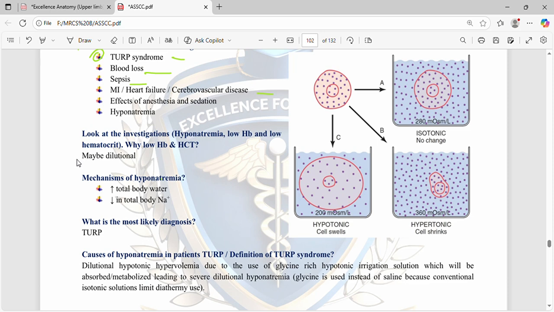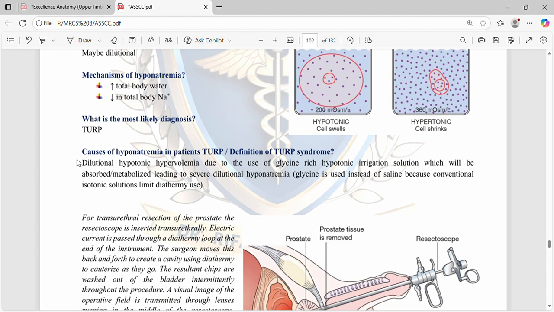So continuing the TURP syndrome, we defined it. Causes of hyponatremia: glycine-rich hypotonic irrigation saline is used for the irrigation of the urinary tract to avoid clots, so it gets absorbed into the body and causes severe hyponatremia. Glycine is used instead of saline because the conventional isotonic solutions limit diathermy use.